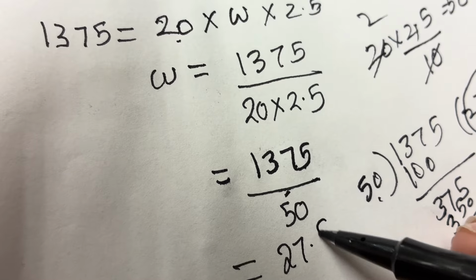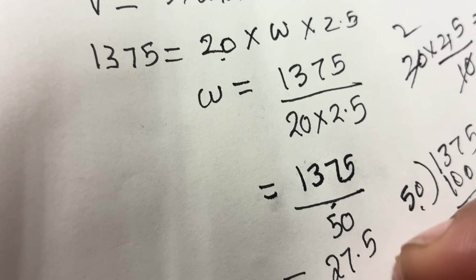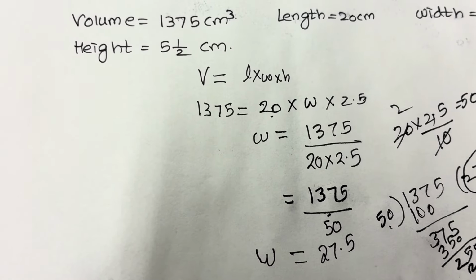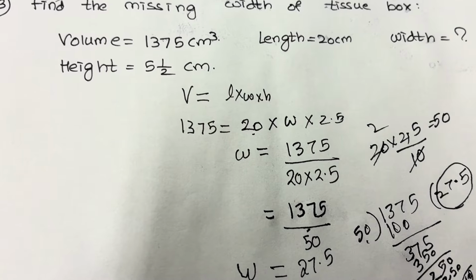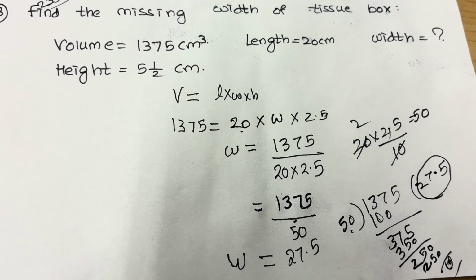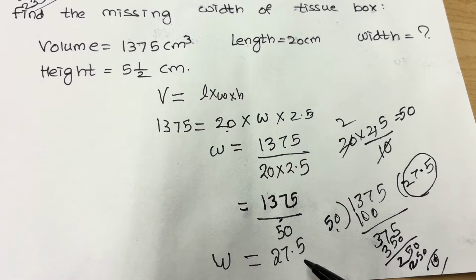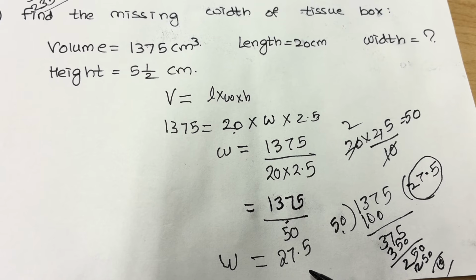So 27.5 would be my width of the swimming pool. Okay, width of the tissue box. So this is how you find out the width of a given item if it is in the shape of a rectangular prism.